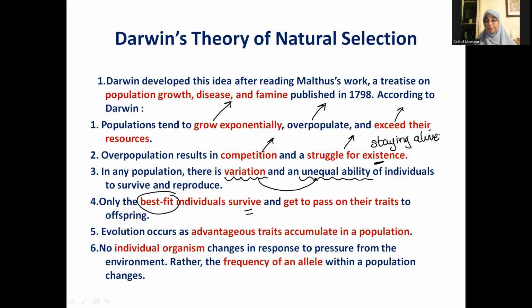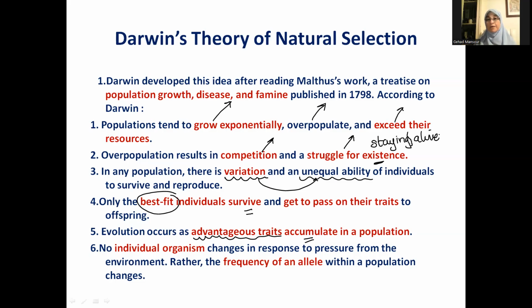And those who are not well adapted will not survive and, of course, will not reproduce. What does this mean? This means that the adapted traits are advantageous traits. They represent an advantage, and therefore they will accumulate, they will increase in number, and they will flourish, and the frequency of their alleles will increase.